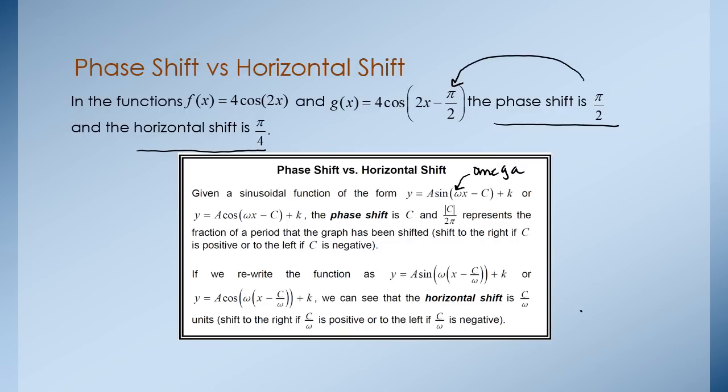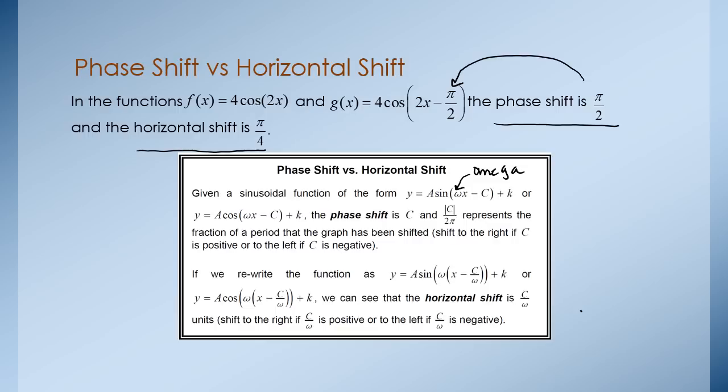The phase shift is c, and the absolute value of c over 2 pi represents the fraction of a period that the graph has been shifted to the right if c is positive, or to the left if c is negative.